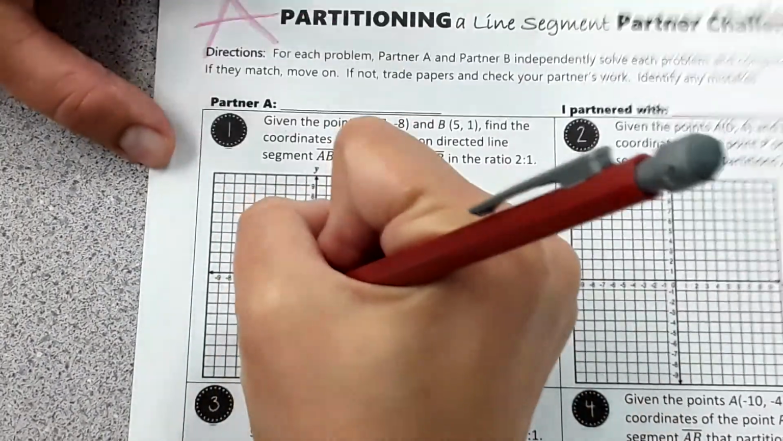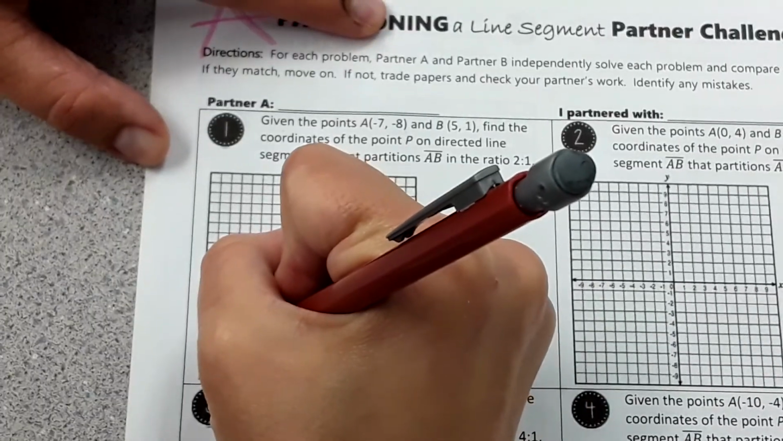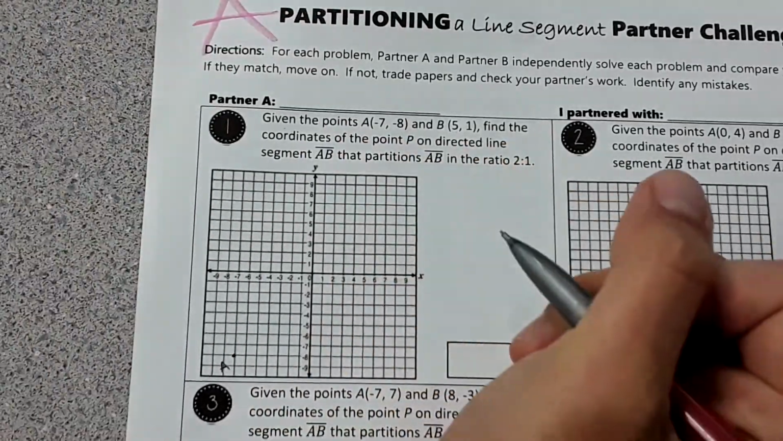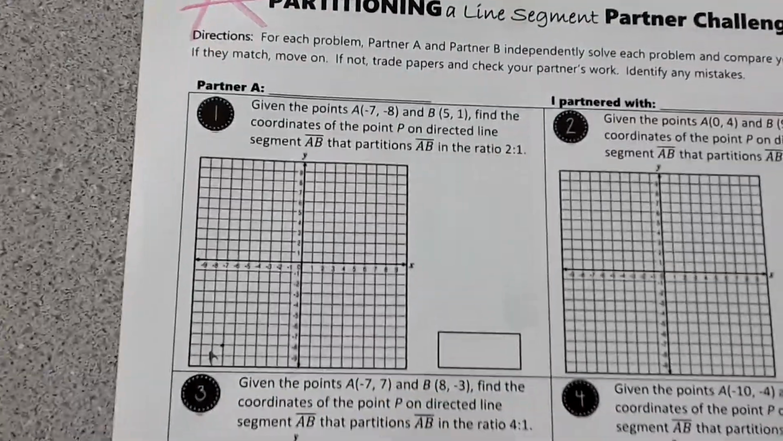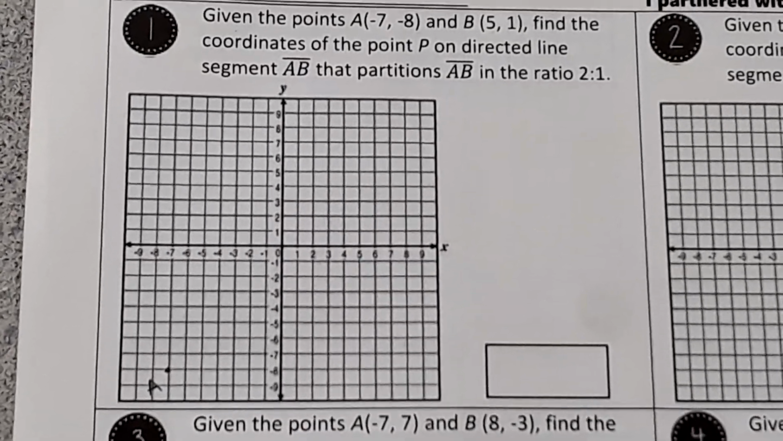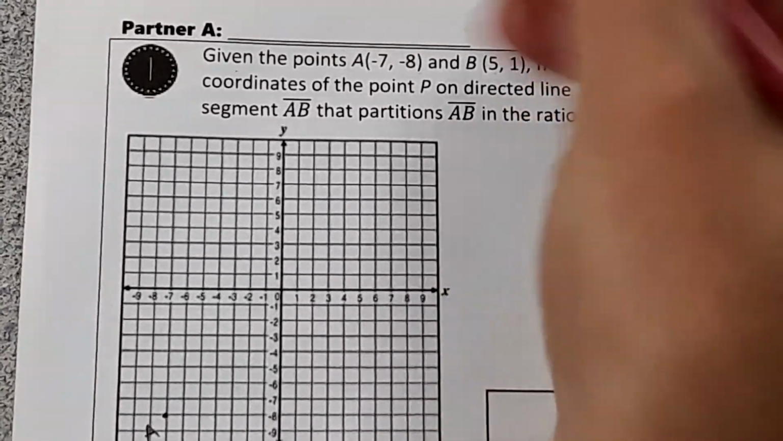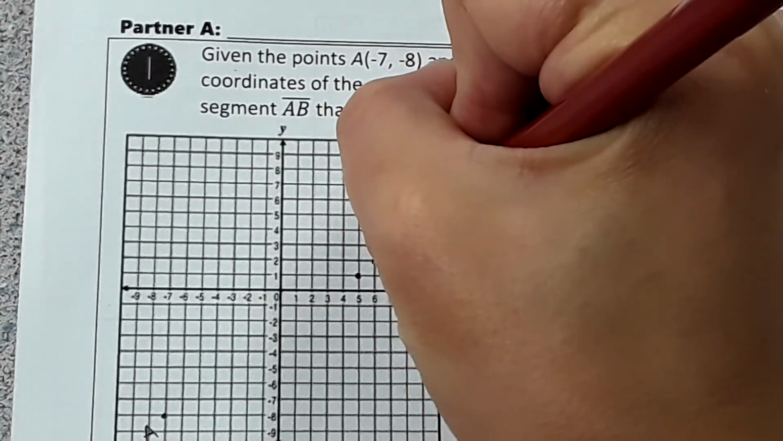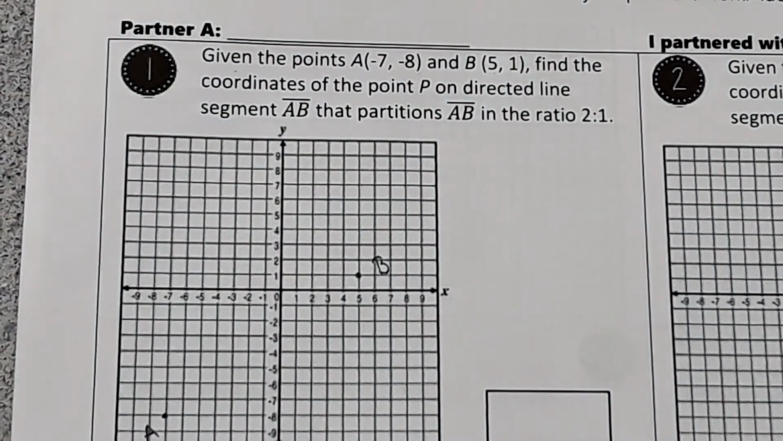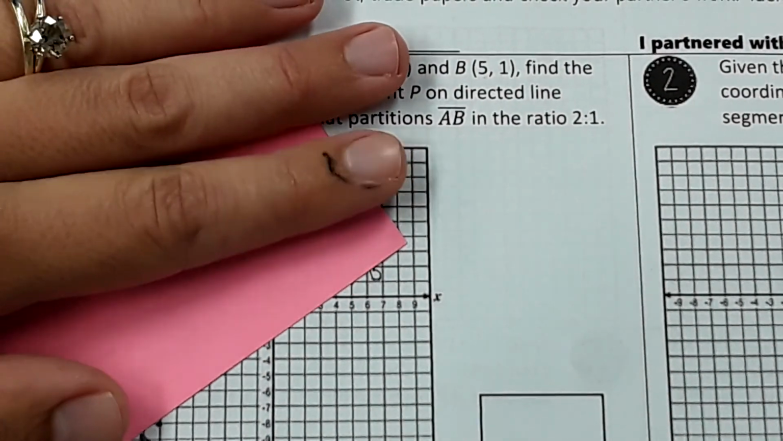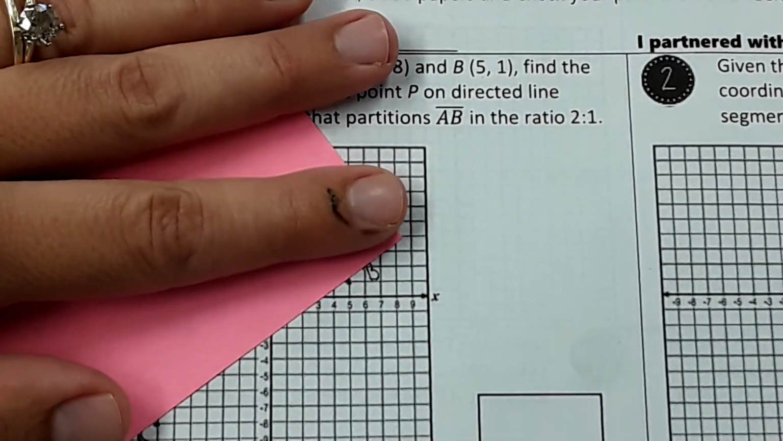-7, -8. And to be honest, the smaller the dot, the better, because it'll make your line more precise. Like I said, the smaller the dot, the better. And then point B is at 5, 1. Okay, now I'm going to connect the dots again as precisely as you can.